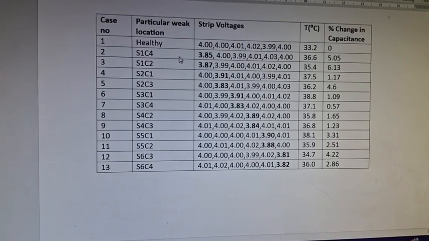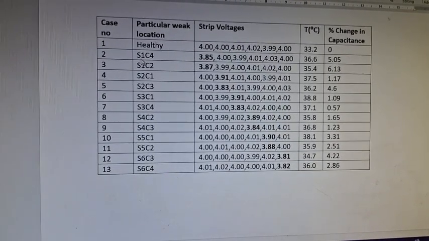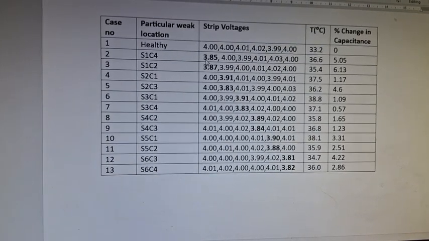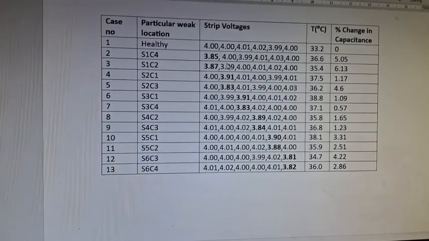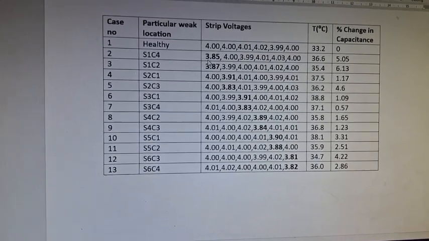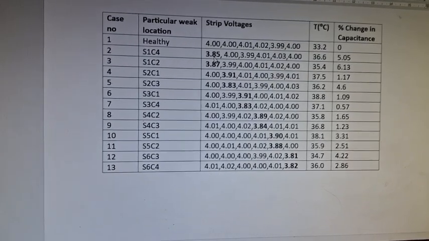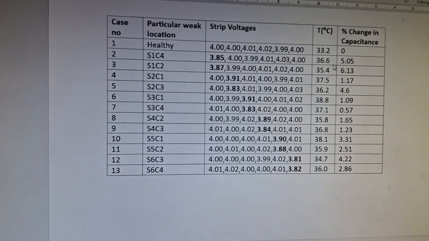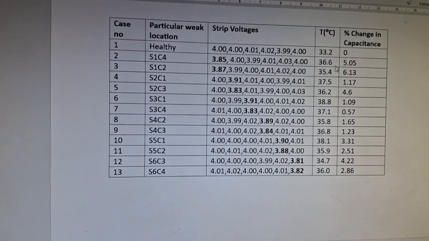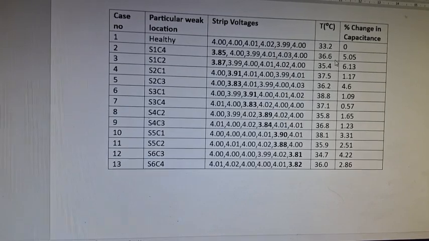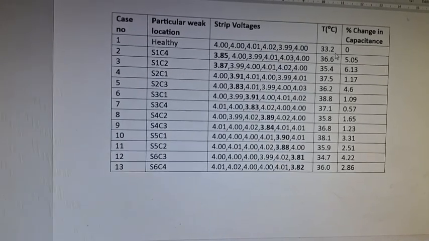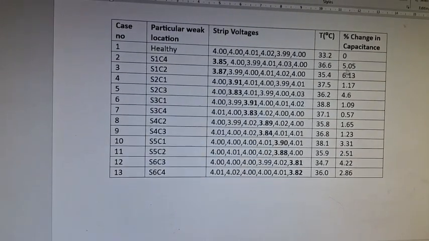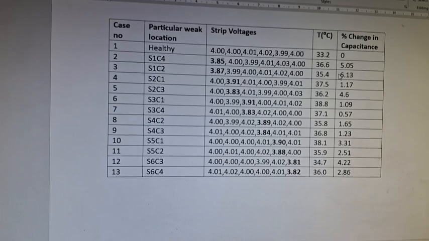So let's say for this second case, where a cell in the first series and at location number 4 was replaced by a weak cell, we see that the voltage of that strip dropped as compared to the other strips. So here the drop down value is 3.85. Correspondingly, we also tried to validate the weak cell location by recording the temperature using the thermal imaging camera. The temperature that was recorded was 36.6, which is more than the temperature recorded in a healthy state condition. Also, we validated the same using the capacitance based method.